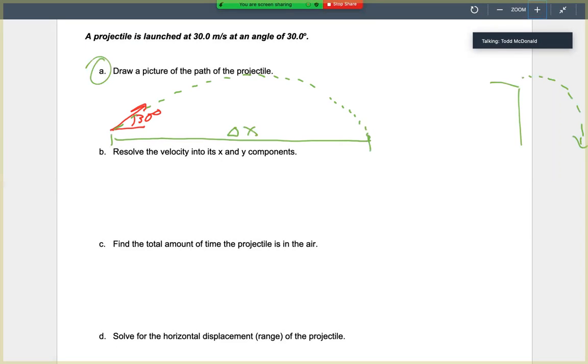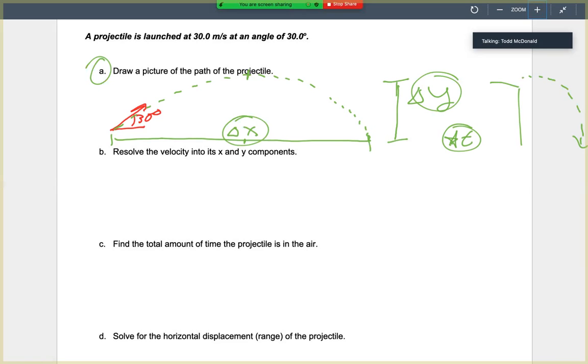Another piece of information we usually like to find is how high the projectile goes from the ground to its highest point. We usually call that delta Y. So from right here to that highest point, we're going to figure out how high the projectile goes. And then the other big thing that we try to find is how much time that projectile is in the air. Those are typically our three pieces of information that we're going to try to find in these problems.